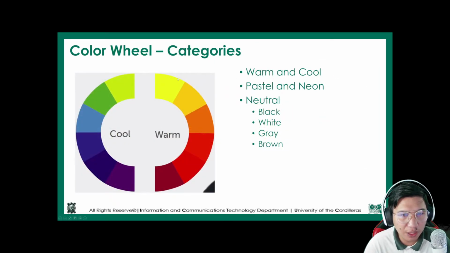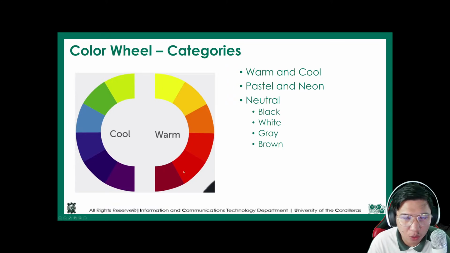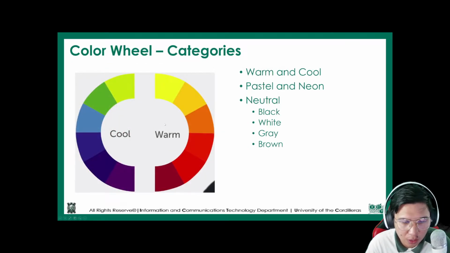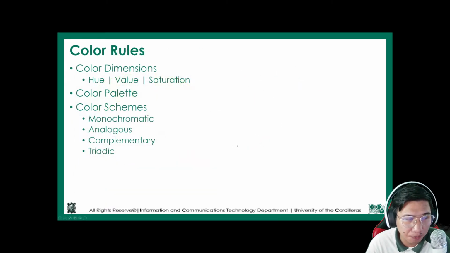We also have different categories for the color wheel. It can be warm and cool. Sa may left side, dito yung cool. Sa may right side, dito yung warm. We also have pastel and neon, and we also have the neutral: black, white, gray, and brown, which is sa color wheel, nandito yun sa may part na gitna. Okay, mamaya magpapakita ako ng good application ng color wheel para mas maintindihan natin kung saan at paano siya i-apply ng maayos sa mga design natin.